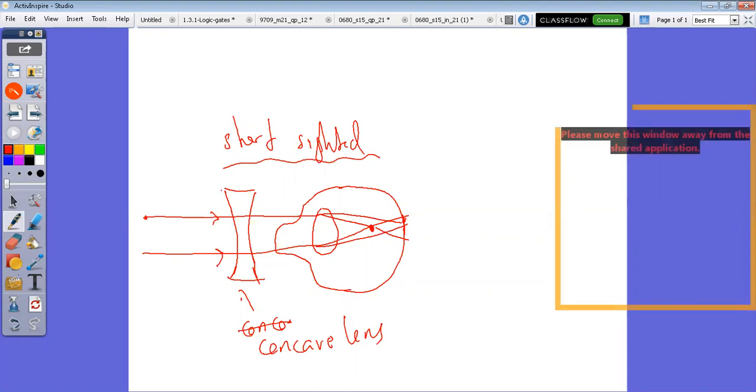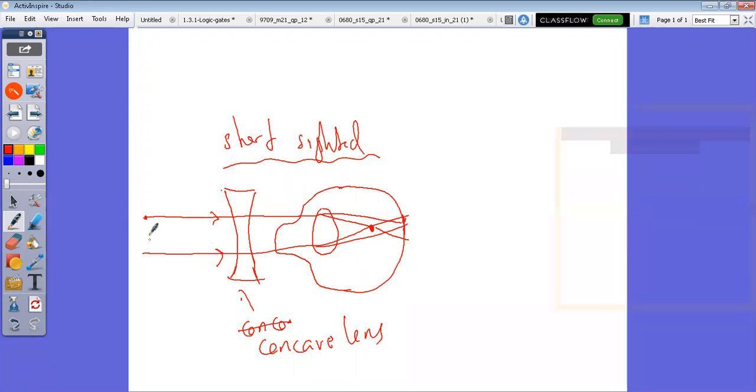Your glasses that you wear, they've got those concave lenses, if you are short-sighted. Are we together? Or you are lost somewhere?